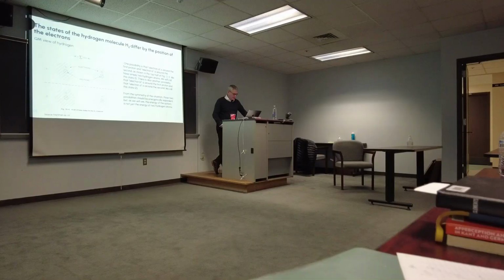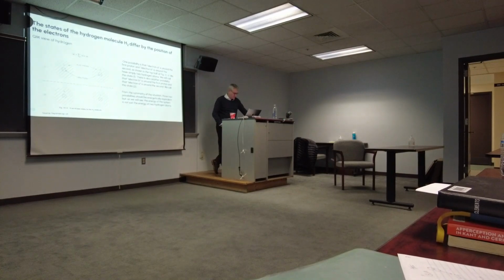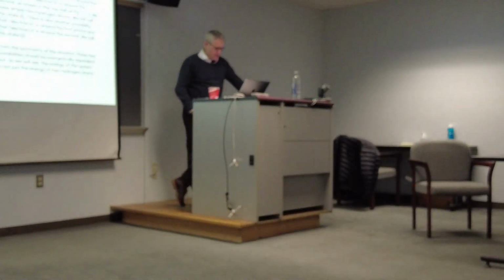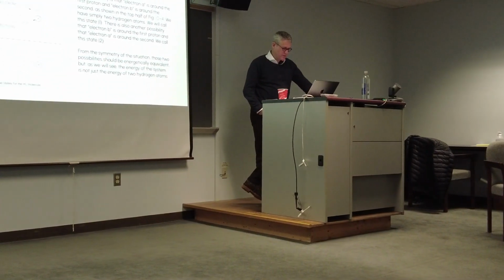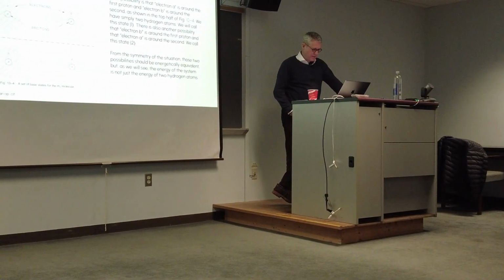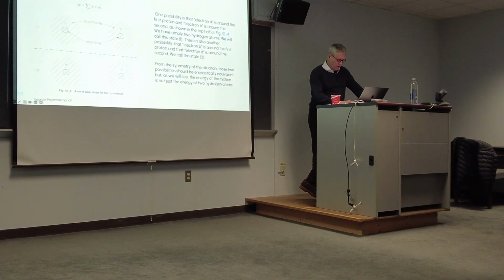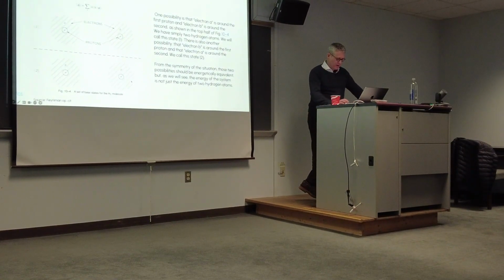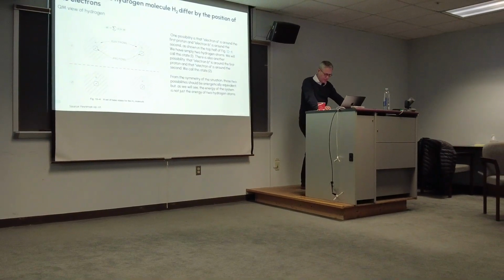Good. An electron and a proton make a hydrogen atom, and a hydrogen molecule is made of 2 protons and 2 electrons. You can say that electron A is around the first proton and electron B is around the second, as shown in the top half of figure 10. This could be called state 1, and state 2 is vice versa. From the symmetry of the situation, those 2 possibilities should have the same energy.